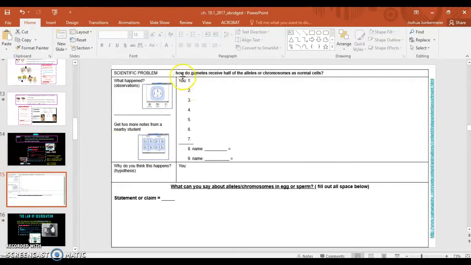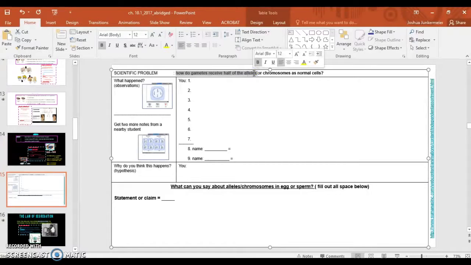The question is, how does that happen? How do we get two of each version when our sperm only has one? So we're going to watch a video and try to figure out, how do sperm or eggs only receive half the normal number of alleles, or just one for each trait?